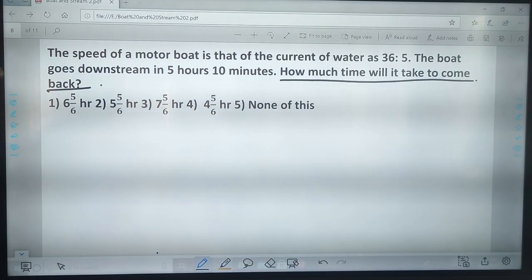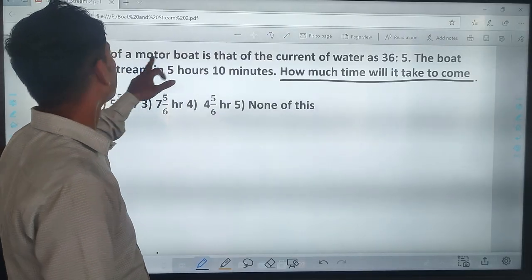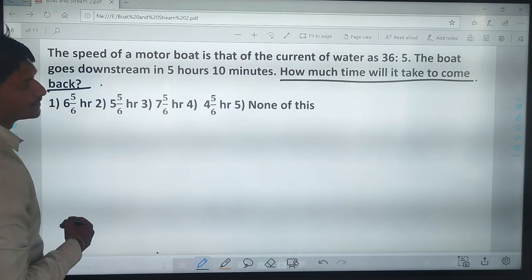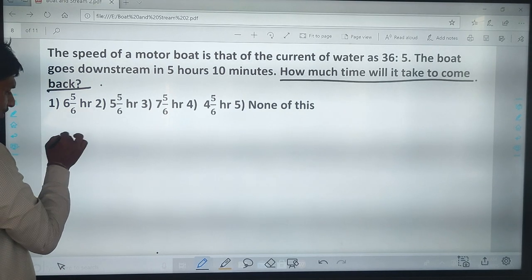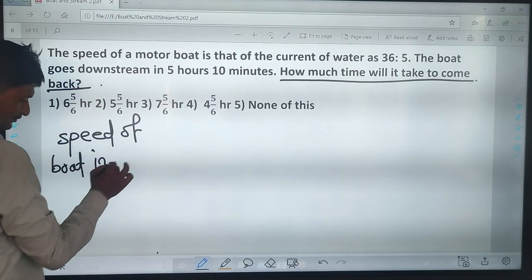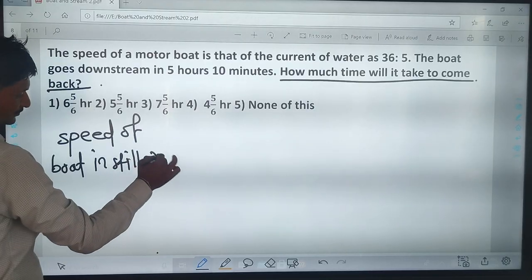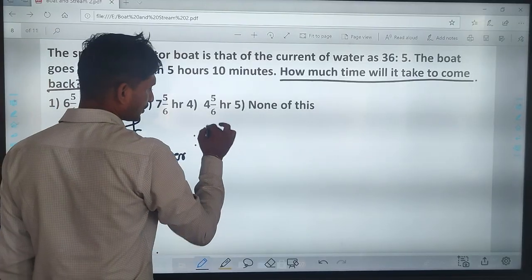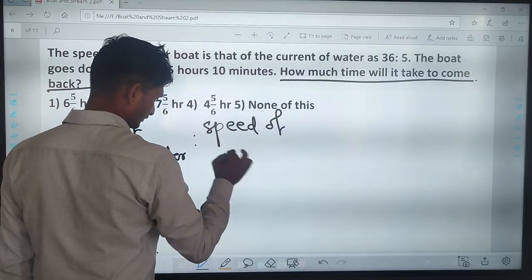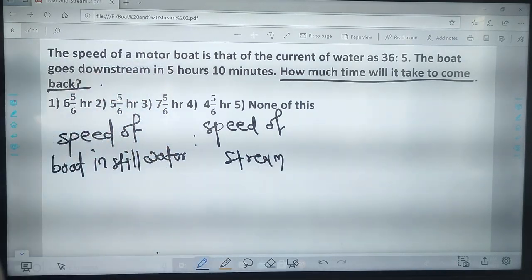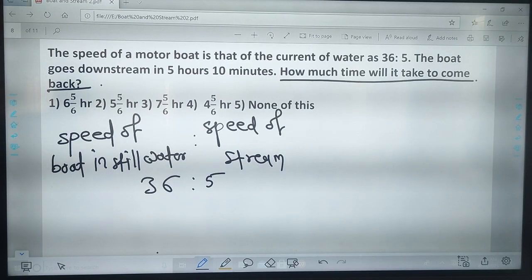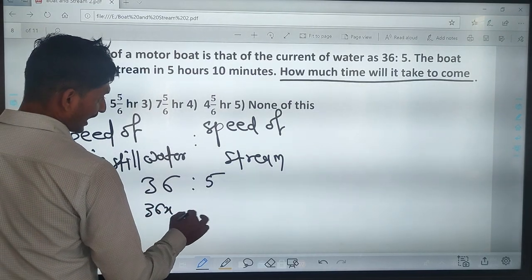Here it is given that the speed of the motor boat in still water to the speed of the current, that is the speed of the stream, is 36:5. Then the speed of the boat in still water is 36x and the speed of the current is 5x.